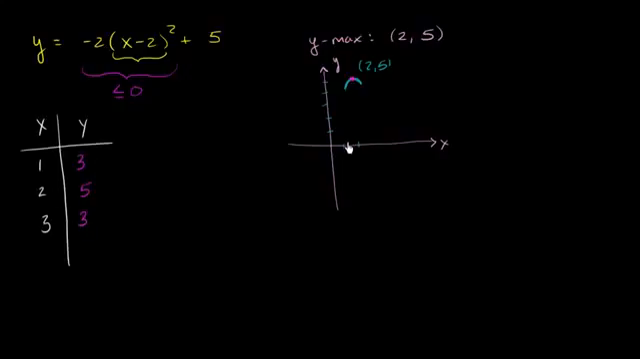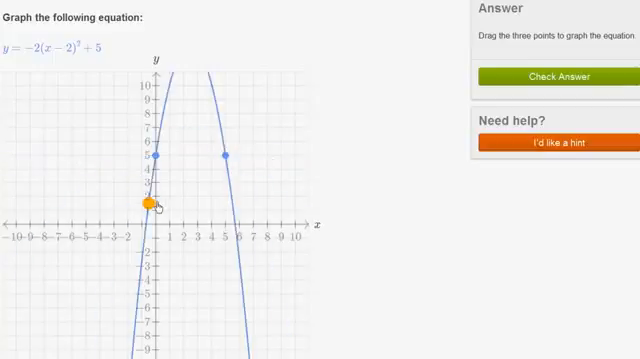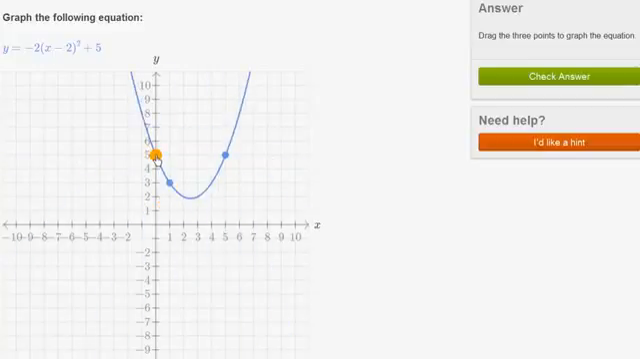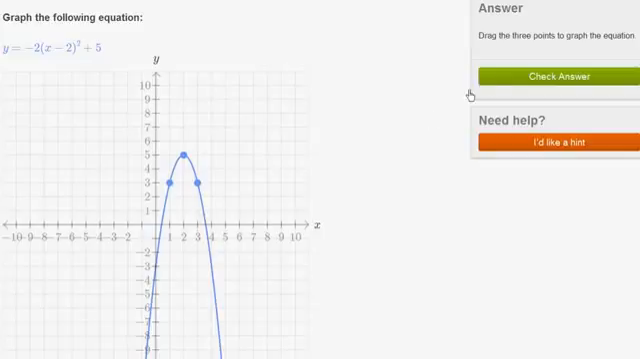So we have 3 points: the point (1, 3), the point (2, 5), and the point (3, 3) for this parabola. So let me go back to the exercise and actually put those 3 points in. So we have the point (1, 3), the point (2, 5), and the point (3, 3), and we have now fully determined our parabola.